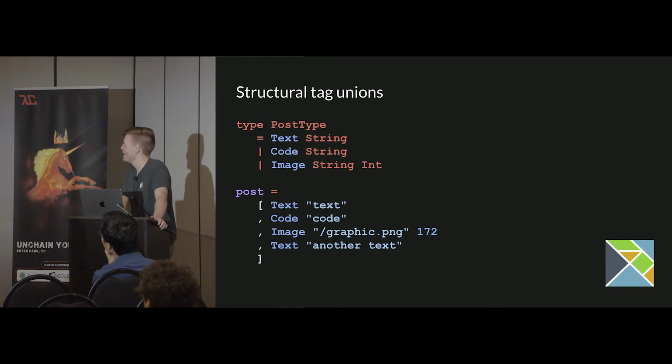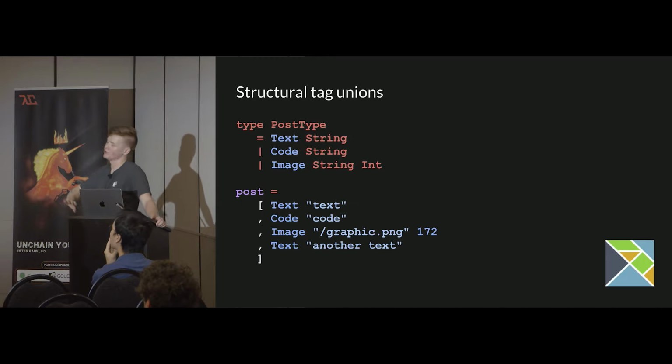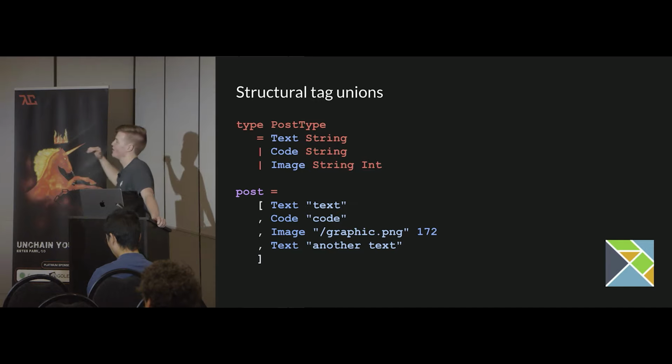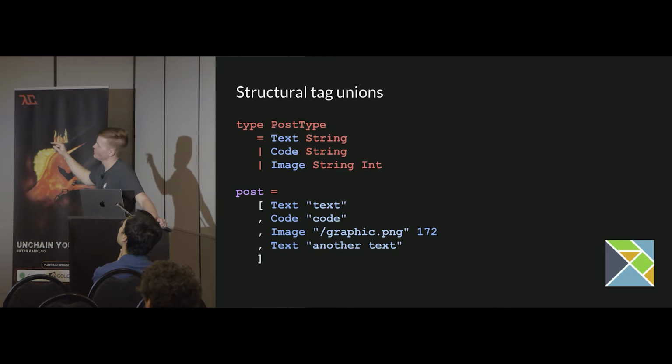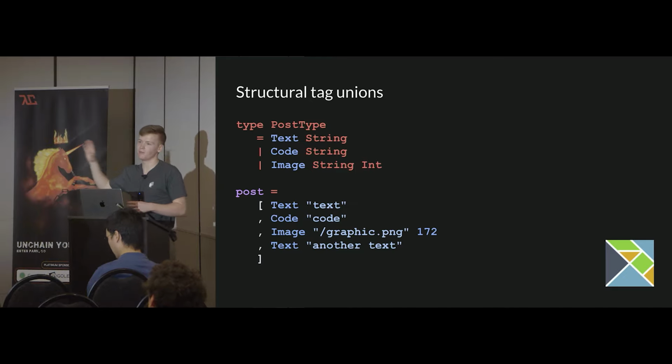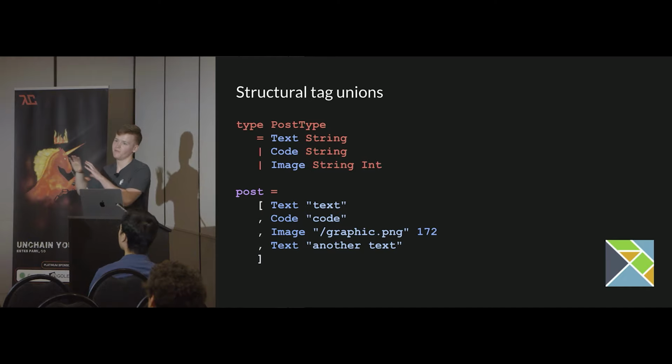Compare this to Elm, for example. Elm has nominal tag unions, as do most languages that have them. And so here we have to explicitly define our post type with these variants, and then we can use it later. And note that these variants, the text, code, and image, are inextricably linked to the post type. They only exist as members of the post type. That relationship is very strong.